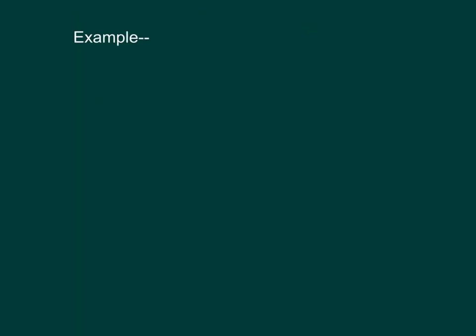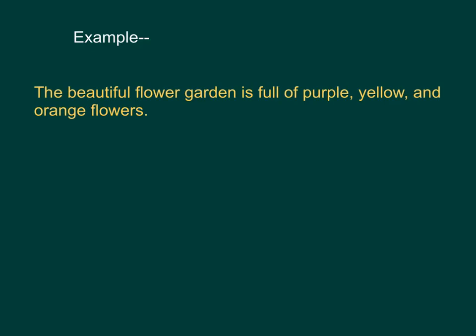Here is our example for both subject and predicate. The beautiful flower garden is full of purple, yellow, and orange flowers. In my experience with my 6th grade students, it has been easier for us to find the verb first, and you'll see why in a little bit. In my example, "is" is the verb, and it is a state of being verb, which we will cover in a future lesson. If you use the definitions that you should have written in your notebook, the complete predicate is the verb and the words that follow.